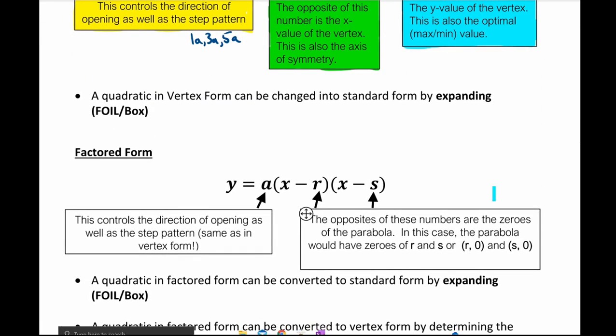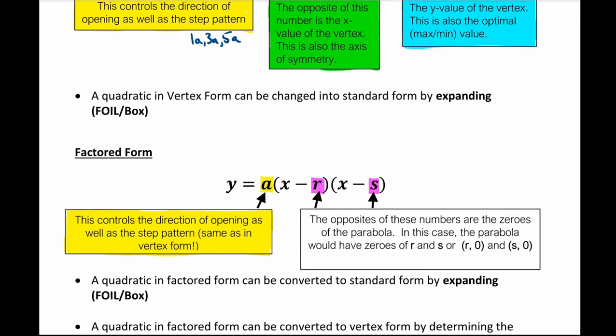Factored form. Factored form is an equation in the form y equals a, x minus r, times x minus s. The a value again is the exact same thing as it was in the previous equation. It still tells us the direction of the opening and the step pattern. R and S tell us something different.